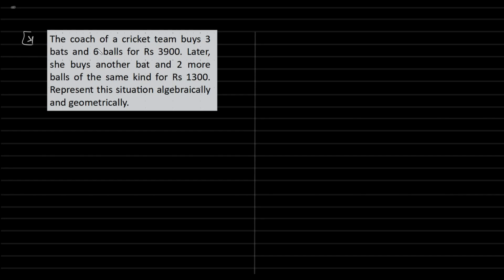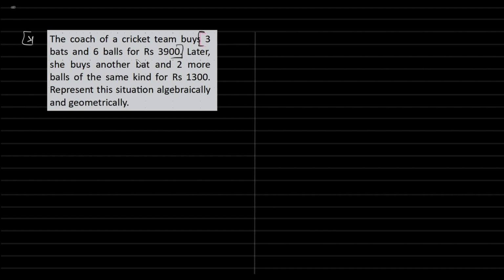The coach of the cricket team buys 3 bats, 6 balls for rupees 3,900. So here we are looking at this is the first equation, right? This is the key part. So the first thing you have to do is mark the key part. When you're reading the question, it's important to understand keywords or key frame or sentence, all of this.